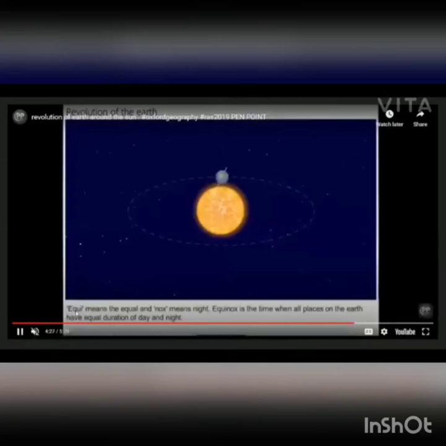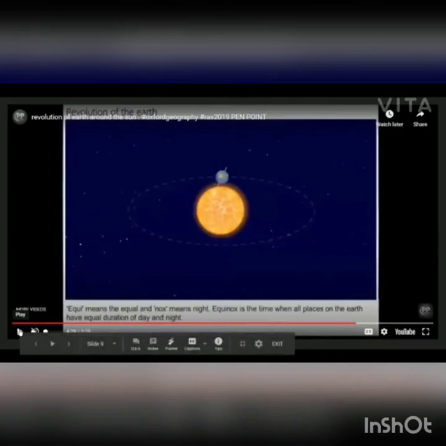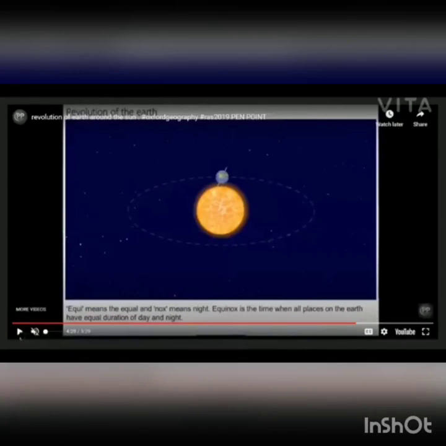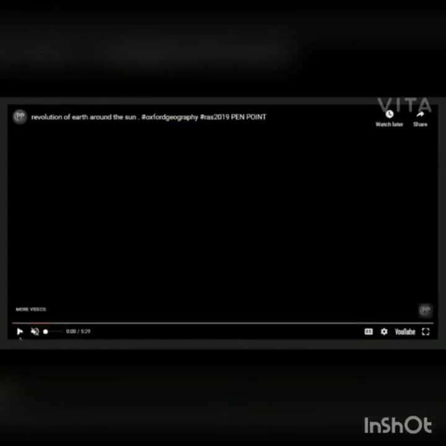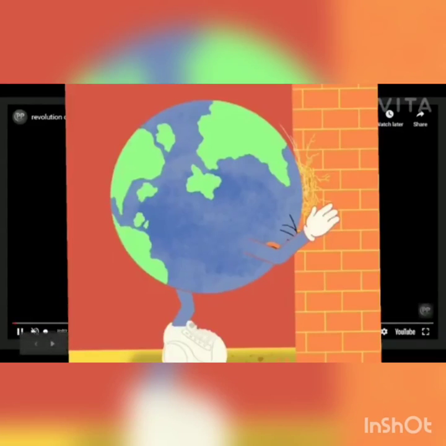Equi means equal and nox means night. Equinox is the time when all places on the Earth have equal duration of day and night.